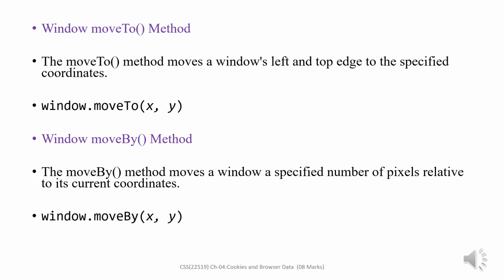Window moveTo method. The moveTo method moves a window's left and top edge to the specified coordinates. Syntax is window.moveTo(x, y). Then window moveBy method. The moveBy method moves a window a specified number of pixels relative to its current coordinates, and the syntax is window.moveBy(x, y). These are the two methods for window moving.